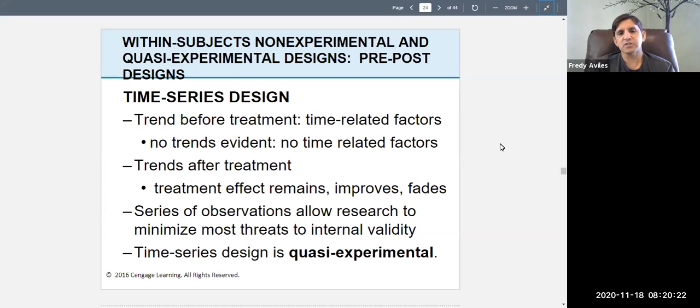Okay, so there was a spike in church attendance. Church attendance went up. Now, did the treatment effect remain? Did church attendance continue to remain high? Did it go even higher? Did it improve or did it fade? And you know what happened? It remained high for a little bit, but then it faded and it went back to normal.